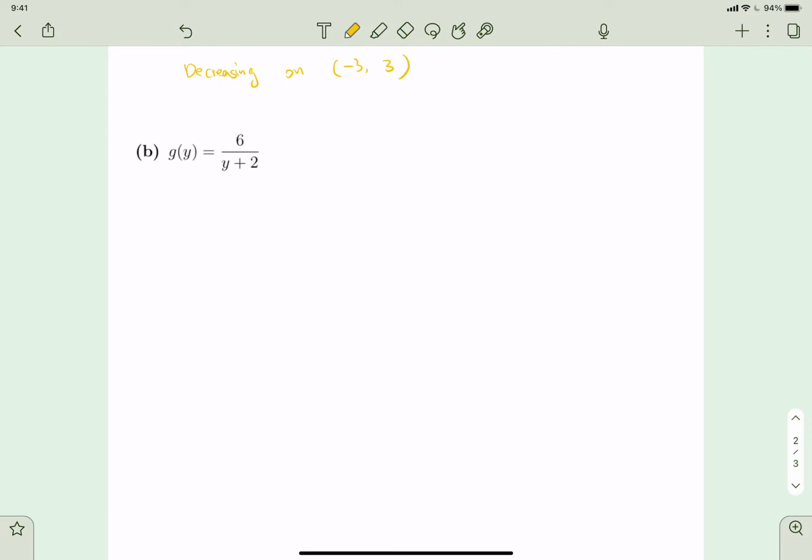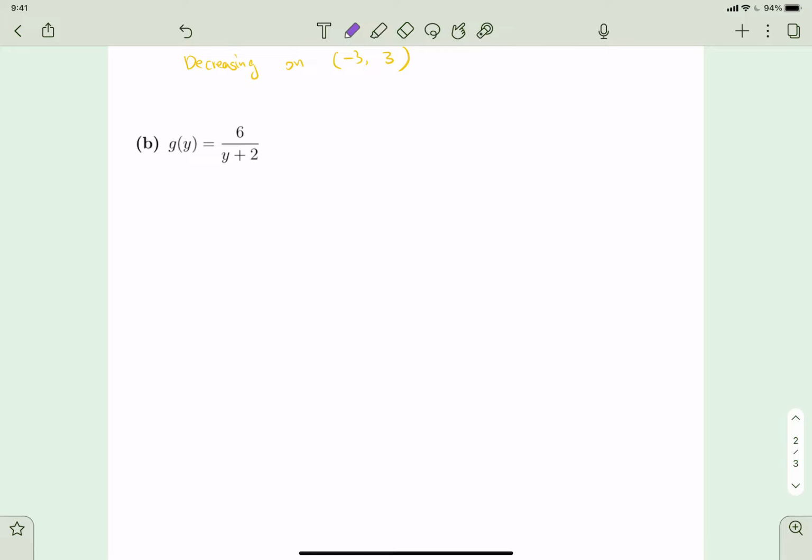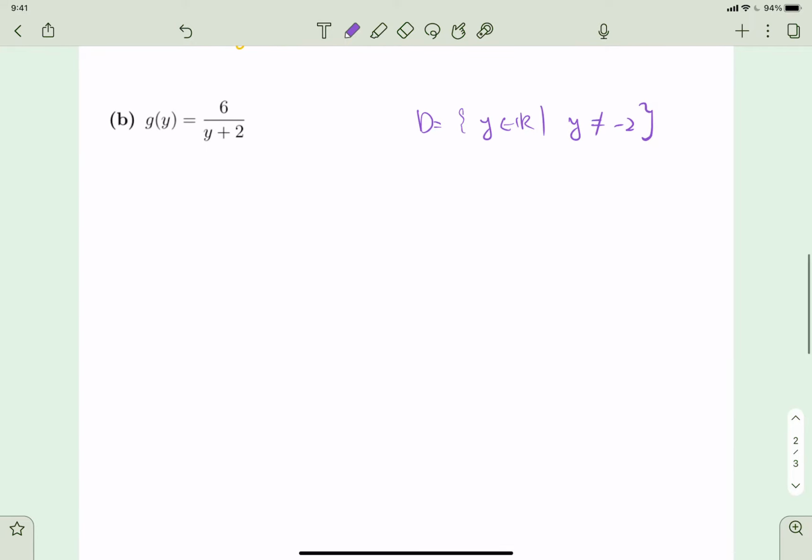So this is a rational function, right? Its domain is everything but negative 2. Because when y is equal to negative 2, the denominator is going to be 0, which is not allowed. And except for that, every number is a valid input. Okay, so that's the domain.